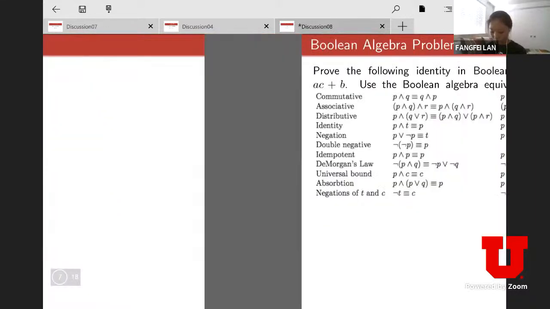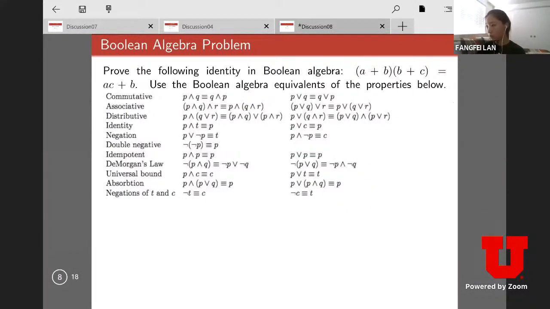Okay, we have a few minutes left. We can do this one. It shouldn't be very hard. So we want to use Boolean algebra to prove that (A plus B) times (B plus C) is equal to AC plus B. So any ideas? What do we do? What is the first thing?